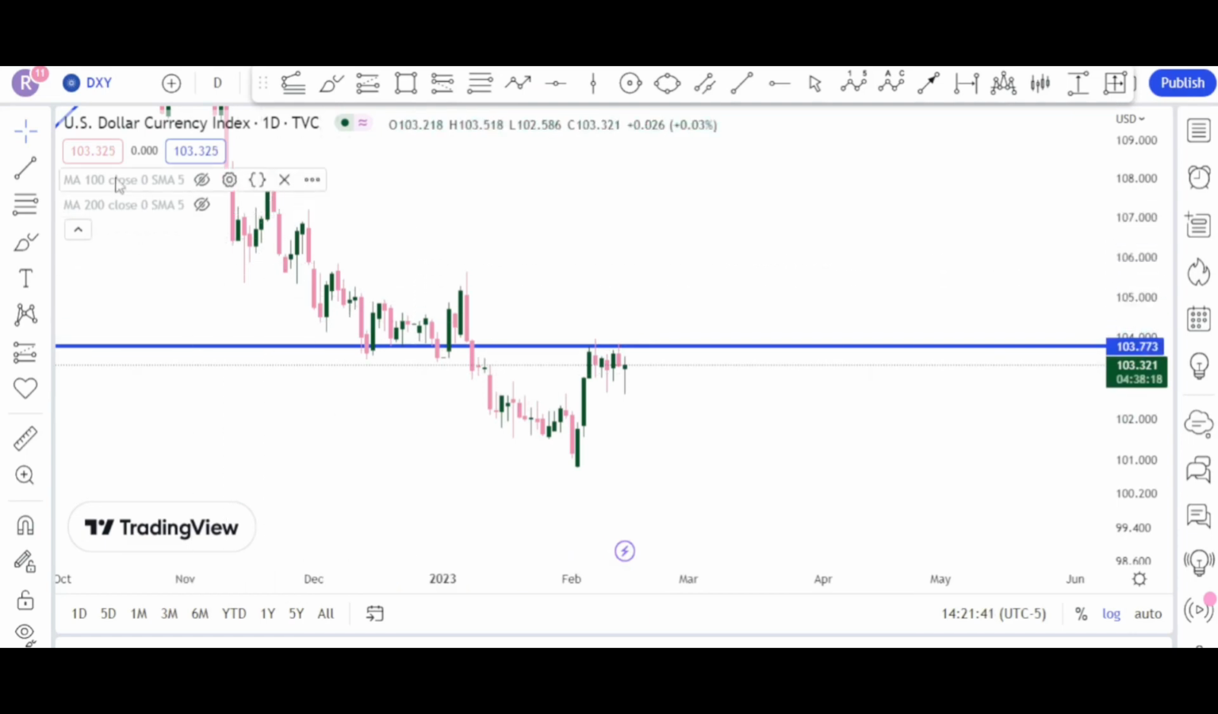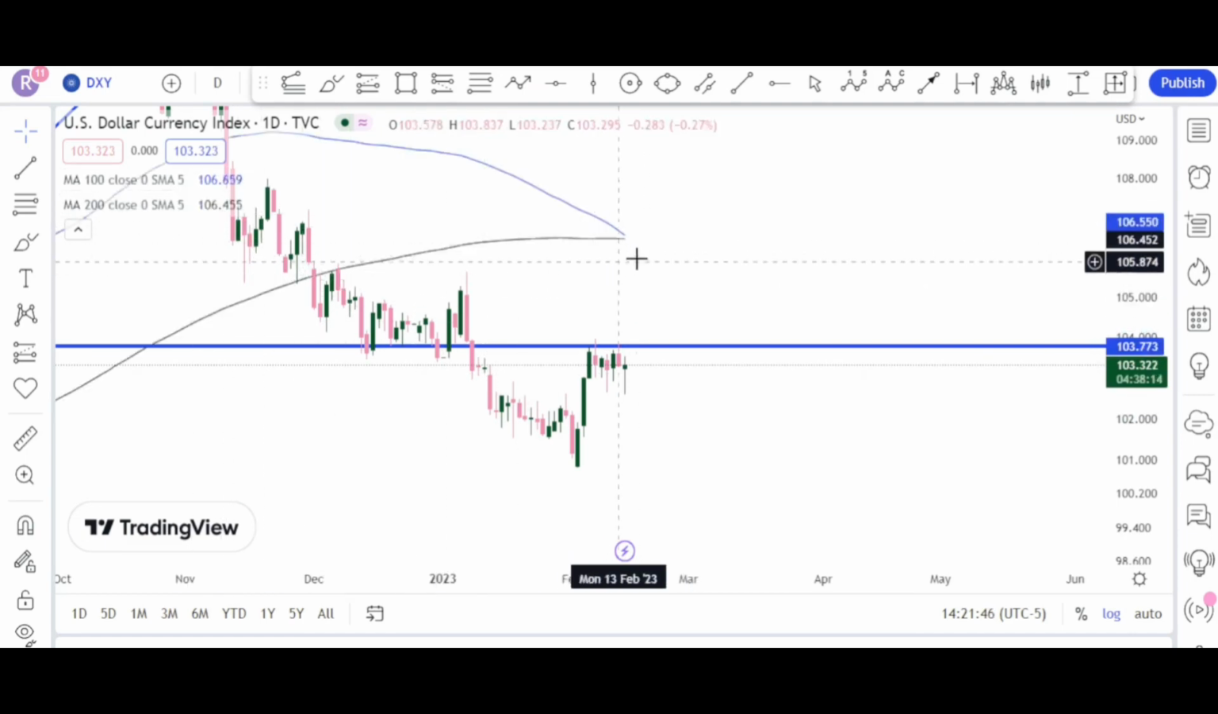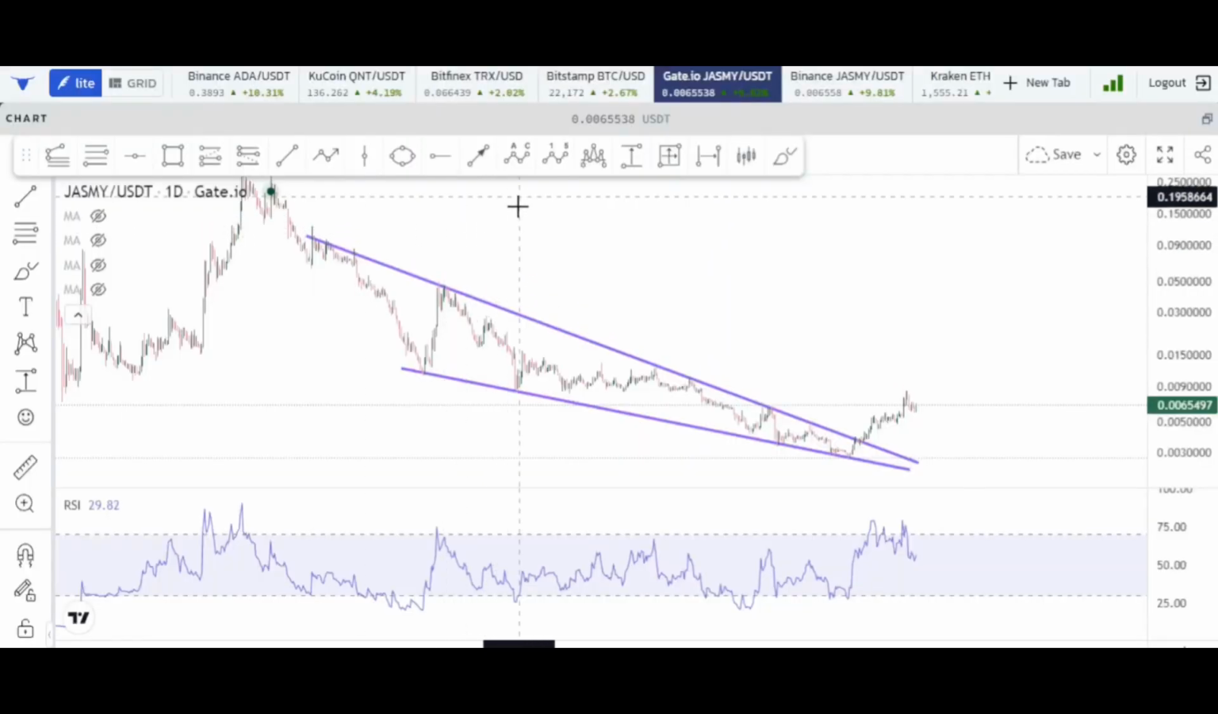At the same time, when you take a look at the moving averages for the DXY, you can see that a bearish cross, a death cross, is actually in the making right here. So fingers crossed everything comes out to play as we want it to, and then we can have good things for our Jasmy price, right? So that's pretty much it from me. These are the things that I see at the moment.